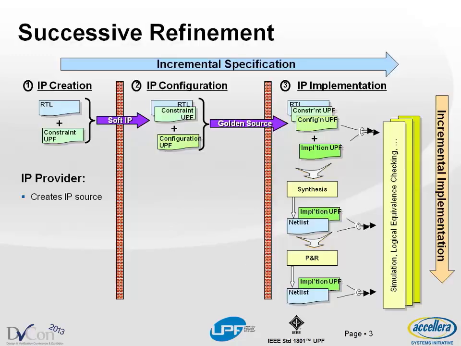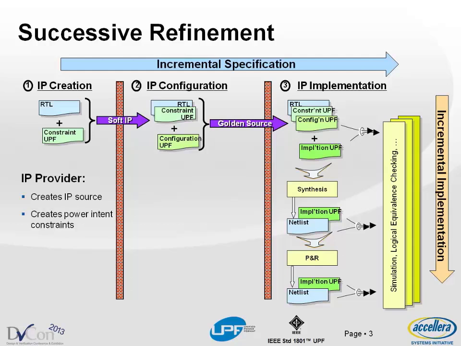You know, for low power designs, format is one thing. With a single format, many people can write it different ways, which creates a lot of problems for users and vendors. So the methodology is the way to bring people together. If you look at successful refinement, this is a very subtle and neat concept you need to capture. So from IP creation, IP configuration, IP implementation, we're expecting more and more refinement on the power intent. And in this direction, we call it incremental specification.